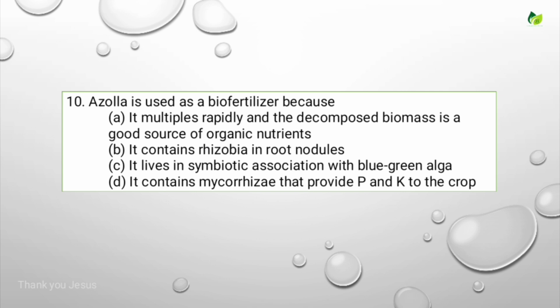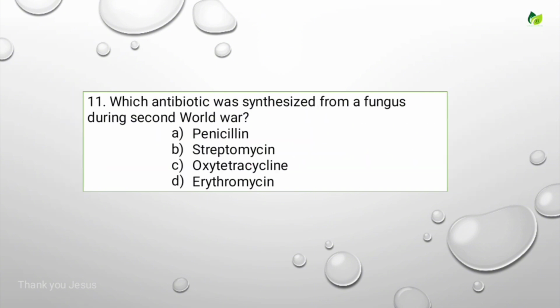Azolla is used as a biofertilizer because? Options are: it multiplies rapidly and the decomposed biomass is a good source of organic nutrients; it contains rhizobia in root nodules; it lives in symbiotic association with blue-green alga; it contains mycorrhiza that provide phosphorus and potassium to the crop. For this, the correct answer is that Azolla is used as a biofertilizer because it lives in symbiotic association with blue-green algae. Let's see the next question.